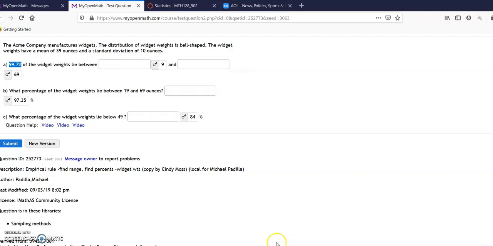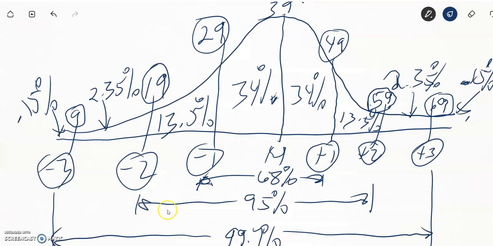Okay? Now, for any problem after that, you just add up the percentages in between. What percentage of widgets lie between 19 and 69? So you would just take 19, which is right here, and go up to 69. So 13.5 plus 34 plus 34 plus 13.5 plus 2.35. I didn't have room to write it. Just 2.35 is here, and 2.35 is here.